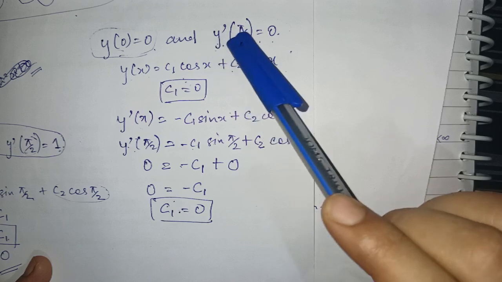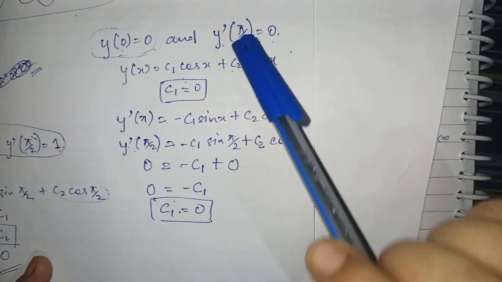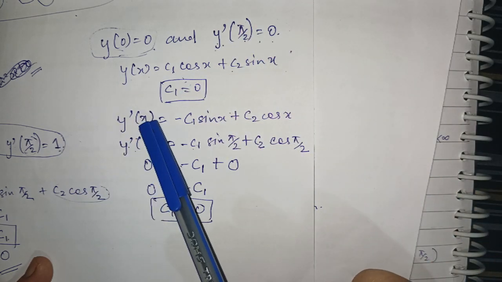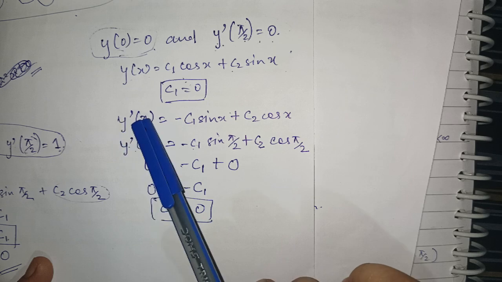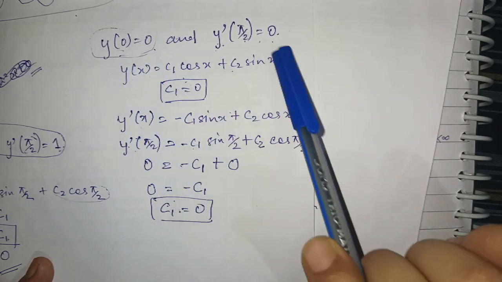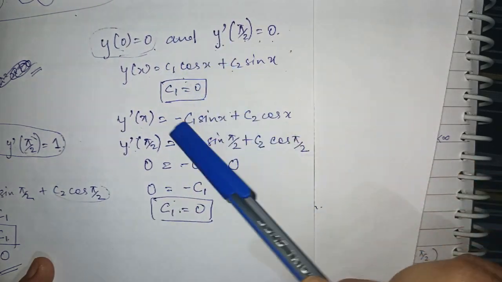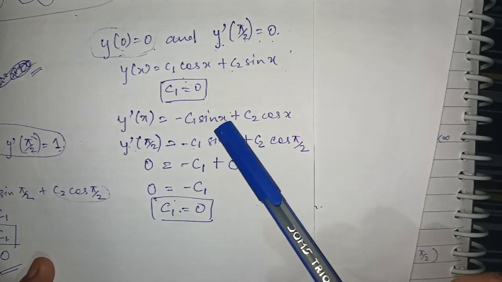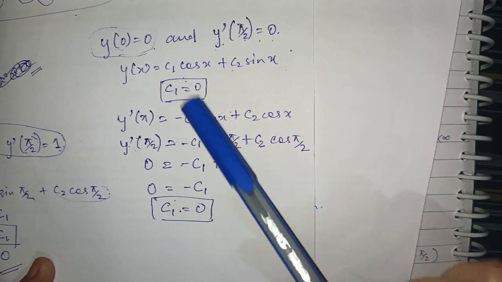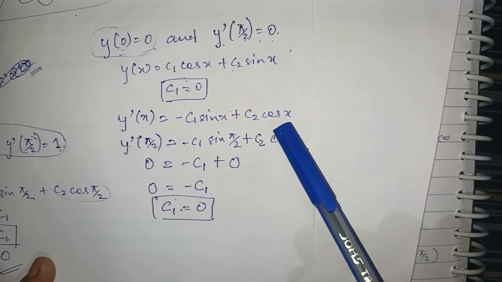Here you can see that we are given that the derivative of y becomes 0 when we put x as pi by 2. So first we have to find the derivative of y, right? So y(x) was c1 cos x plus c2 sin x. Now if I find the derivative of this, it will become y'(x) equals minus c1 sin x, because the derivative of cos x is minus sin x. So this will become minus c1 sin x and this term will become c2 cos x.